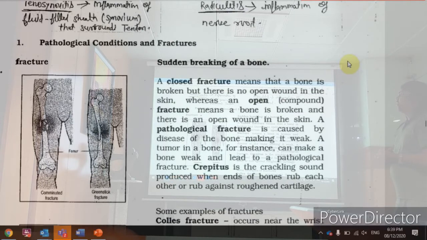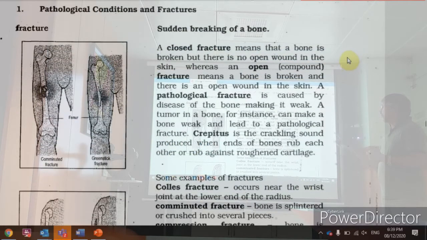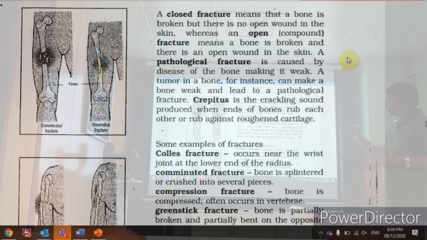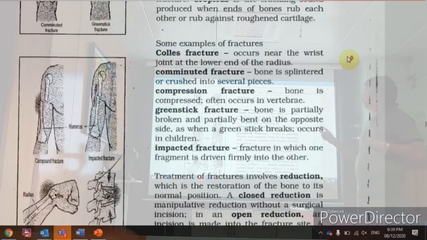Coming back on top, we spoke about fractures, closed fracture or open fracture. Open fracture means it has come out, multiple tissues are involved, whereas crepitus is a sound that is formed. Different fractures: your wrist is Cole's fracture. Comminuted fracture, compression fracture. Comminuted means the bone is splintered into pieces. Compression means an impact, on sitting or somewhere in the vertebrae, happens. Compression fracture. Greenstick is for children. Impacted is one driven into the other.